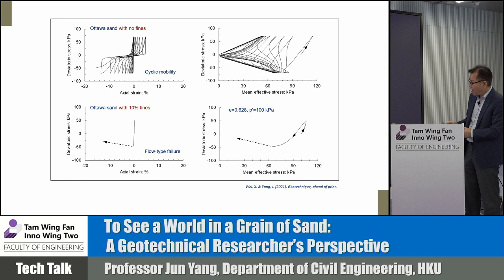So here we have another sand we call Ottawa sand. And if we add just 10% of fines into clean Ottawa sand, under the given state, that means the void ratio is around 0.63 and the confining pressure around 100 kPa, the specimen here, Ottawa sand with 10% of fines, shows a flow type failure. But on the other hand, Ottawa sand without fines shows the so-called cyclic mobility. Actually, cyclic mobility, as I mentioned to you before, is related to a dilative strain hardening response.